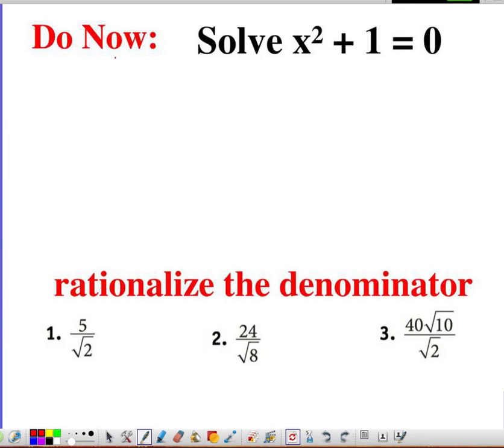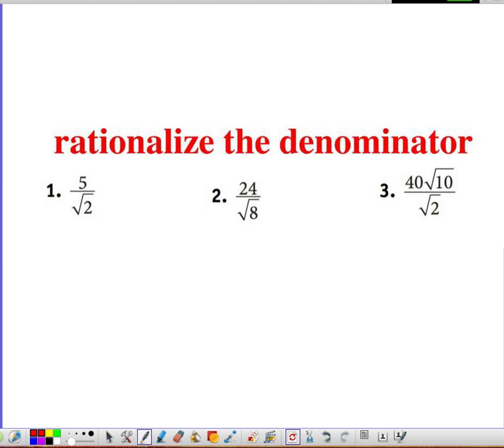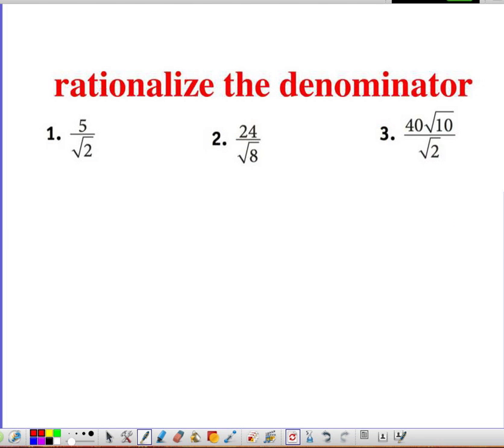Now, I do want to have you do some more examples with rationalizing the denominator. Let's just do 3 really quick, where we have 40 times the square root of 10 over the square root of 2. Again, the way we rationalize the denominator is basically multiply both top and bottom by the square root that is in the denominator. So we multiply the square root of 2, both top and bottom.